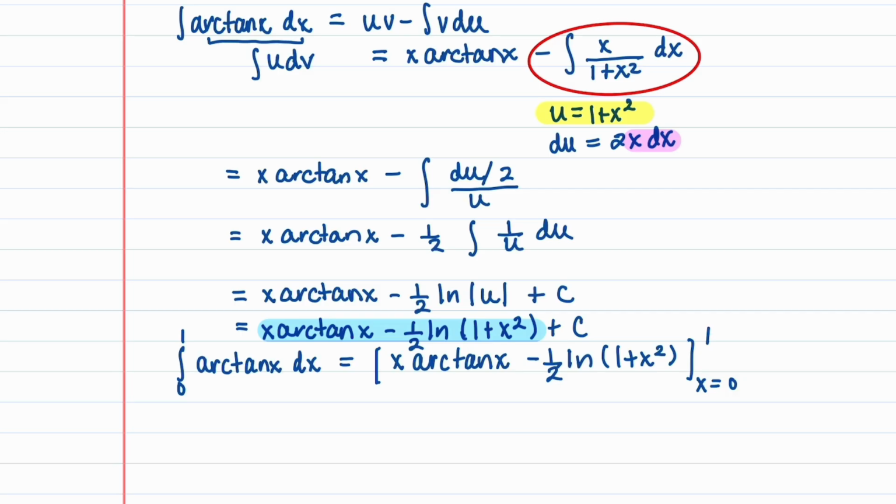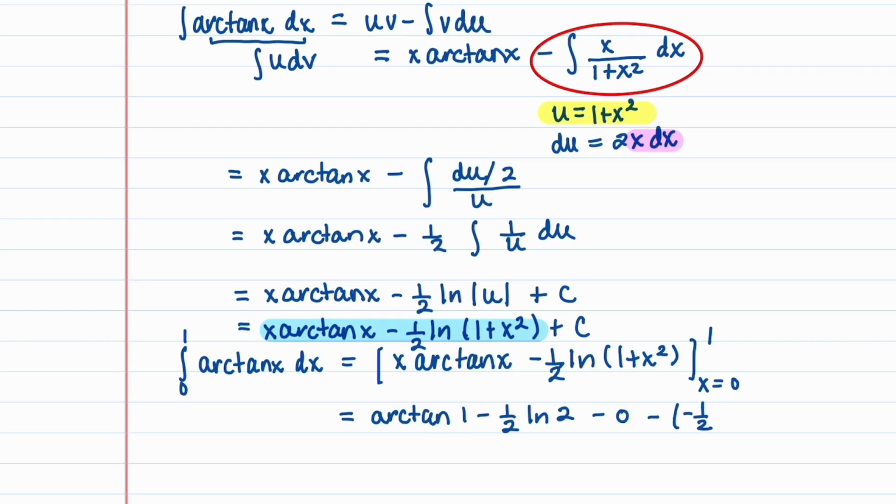So let's plug in first that x is 1. So this becomes arc tan 1 minus 1/2 natural log 1 plus 1 is 2, so that's natural log 2. Then we subtract off our lower limit. x is 0, so our first term is 0. And then we have a minus 1/2 natural log of 1. Natural log of 1, that goes to 0. So we're just left with our first two terms.